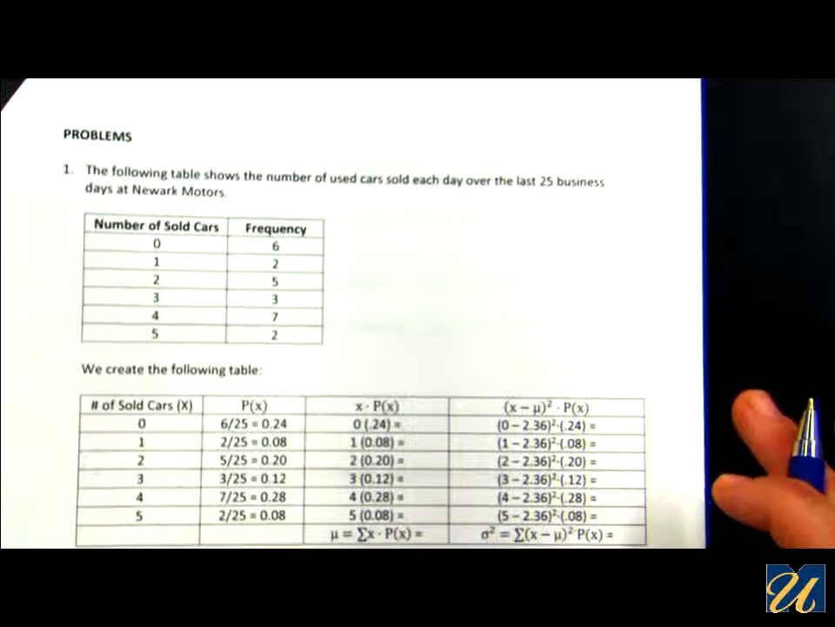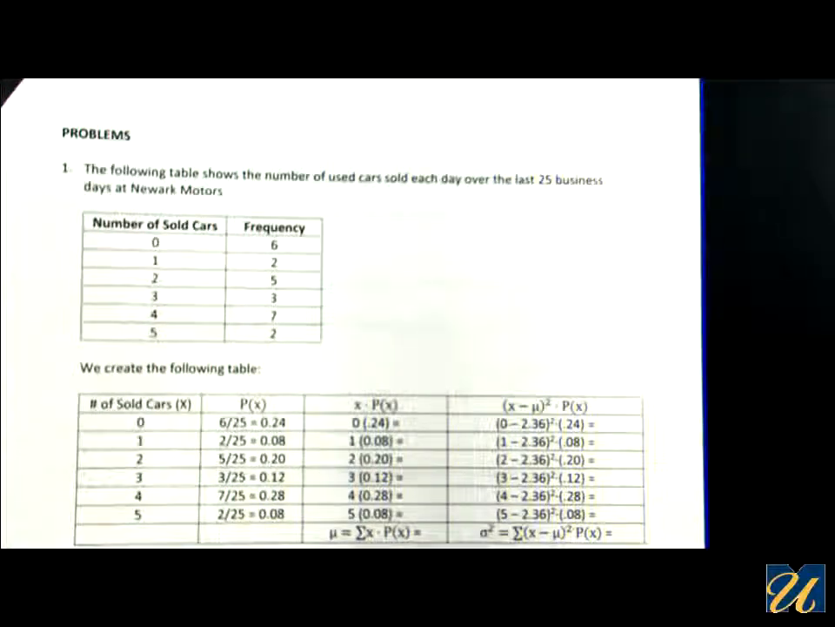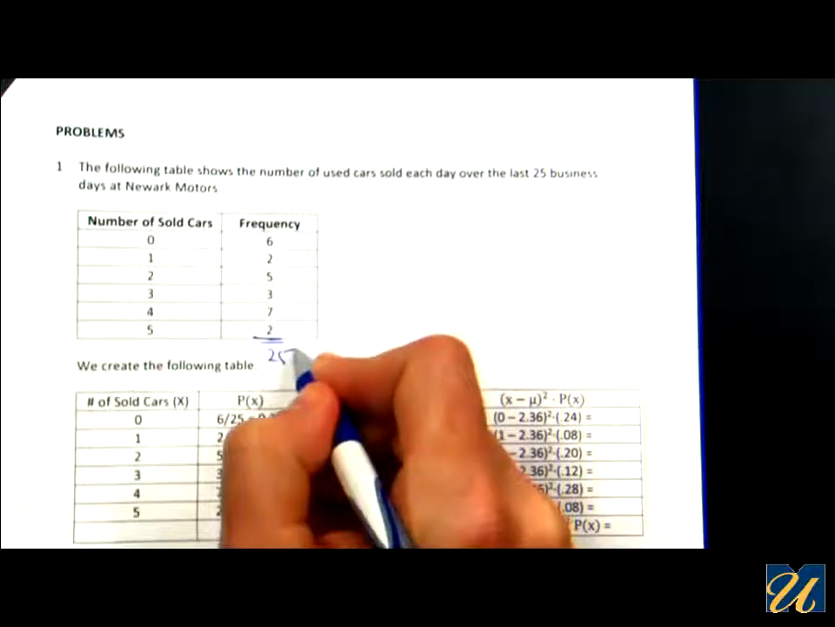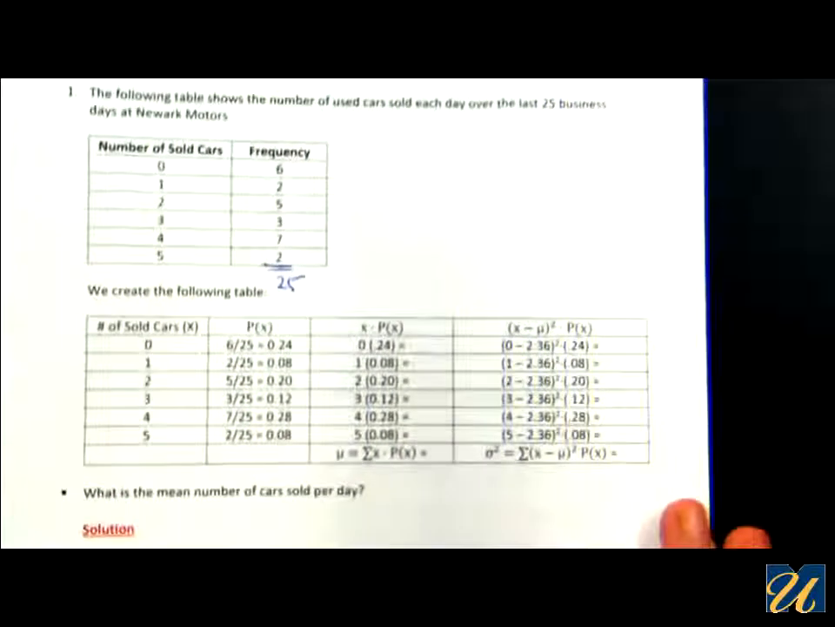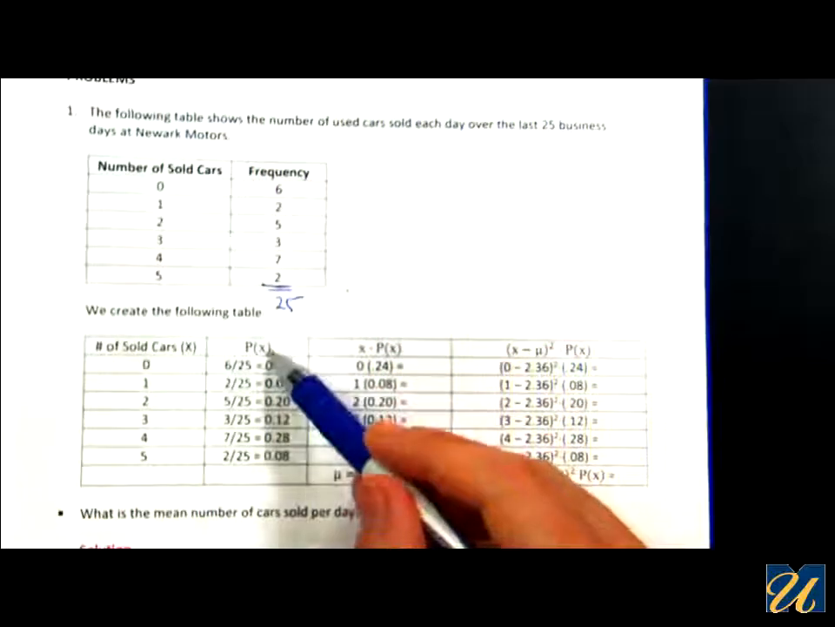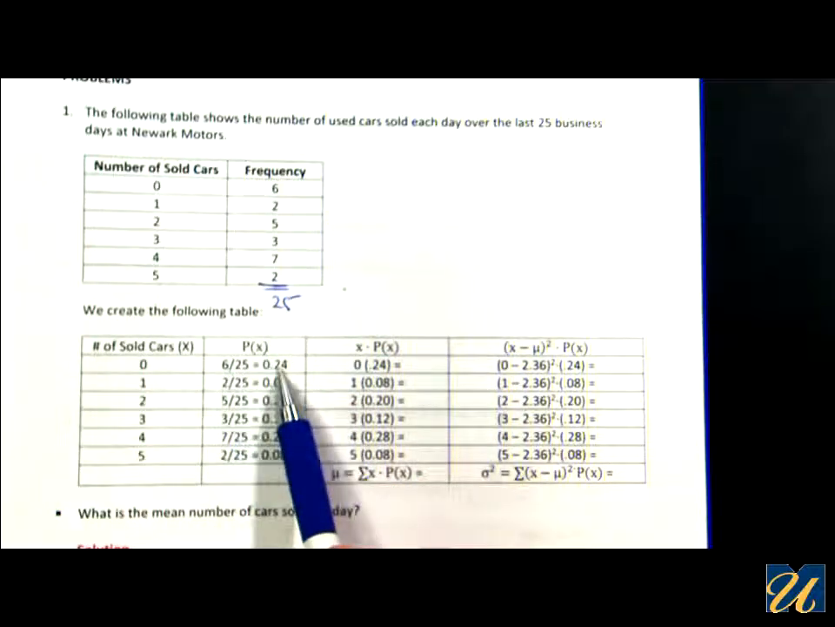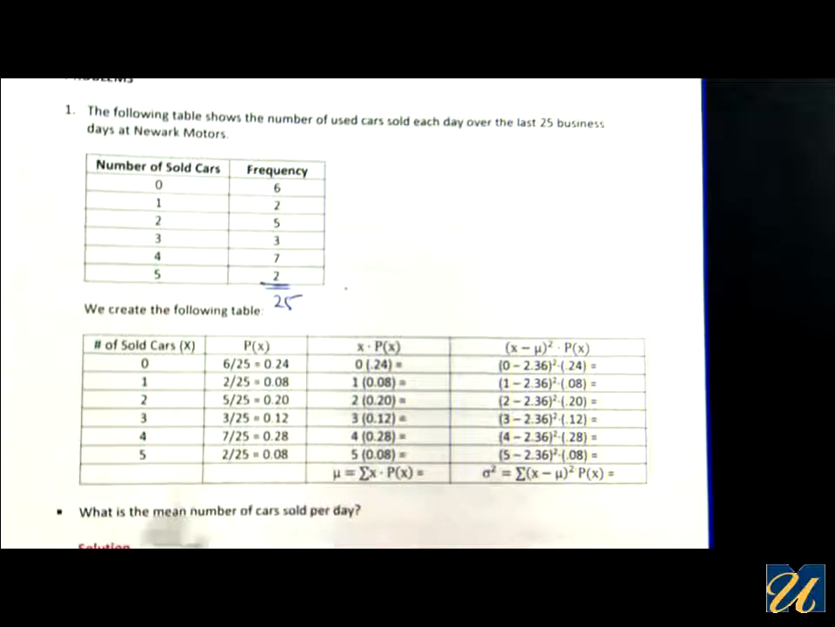Now, let's look at the problems. The following table shows the number of used cars sold each day over the last 25 business days at Newark Motors. We have number of sold cars and we have the corresponding frequencies. Now, the total number is 25. To find the mean number of cars sold per day, I need to find the probability. To find the probability, I need to calculate the relative frequency for each outcome. So 6 over 25, 0.24, 2 over 25, 0.08, and we do the same thing for each outcome.